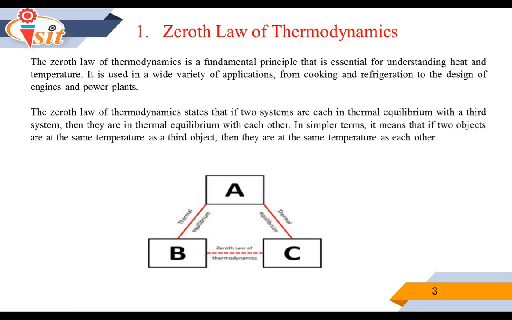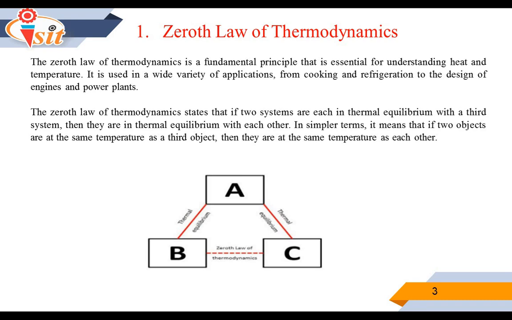The Zeroth law is also used to explain why heat flows from a hot object to a cold object. When two objects are at different temperatures, they will not be in thermal equilibrium. If the objects are brought into contact, heat will flow from the hotter object to the colder object until the two objects are at the same temperature. This is because heat always flows from a hot region to a cold region.